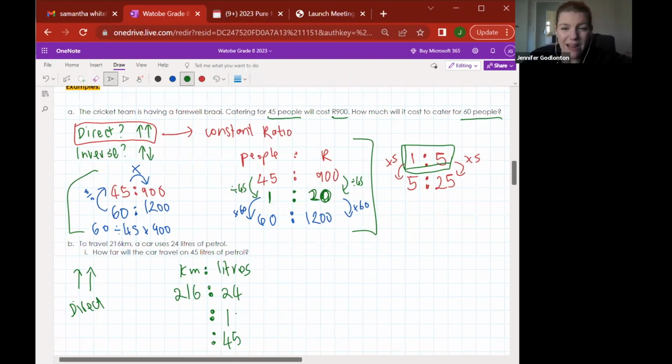Okay, so think about how we did the previous question and then try and use that same logic here. So think, what did I divide by to get to that? What did I times by to get to that? And we need to do the same thing on the other side.